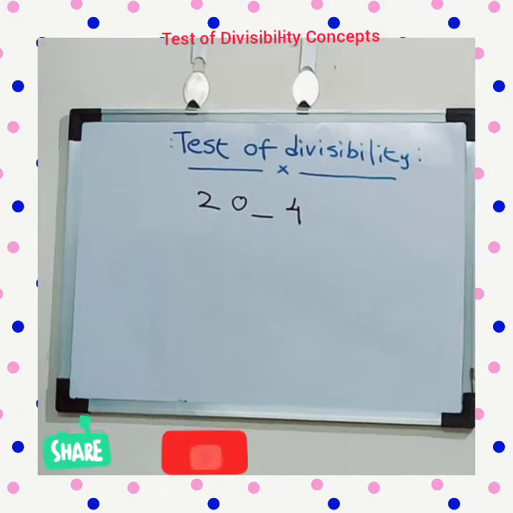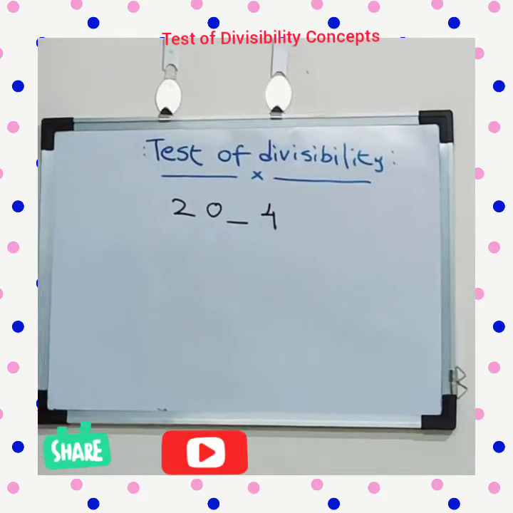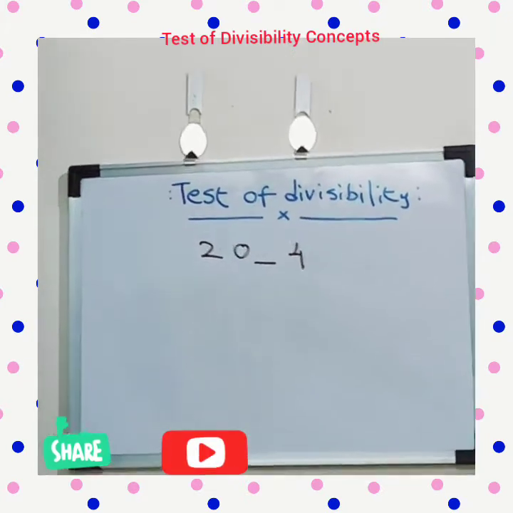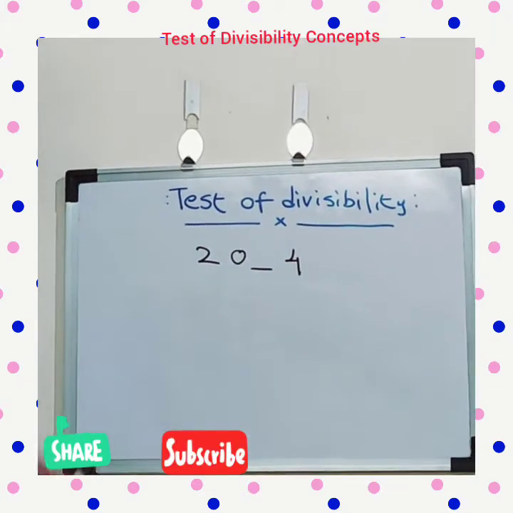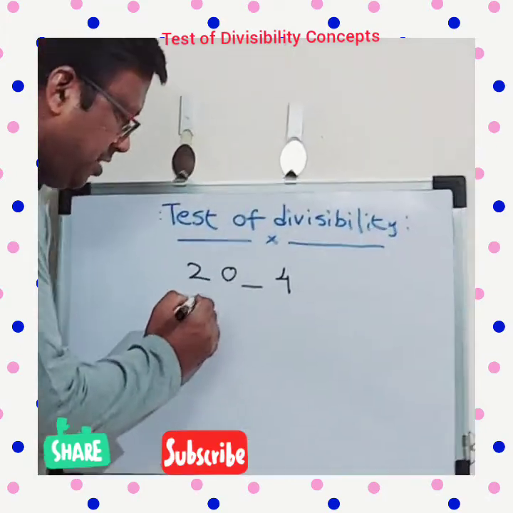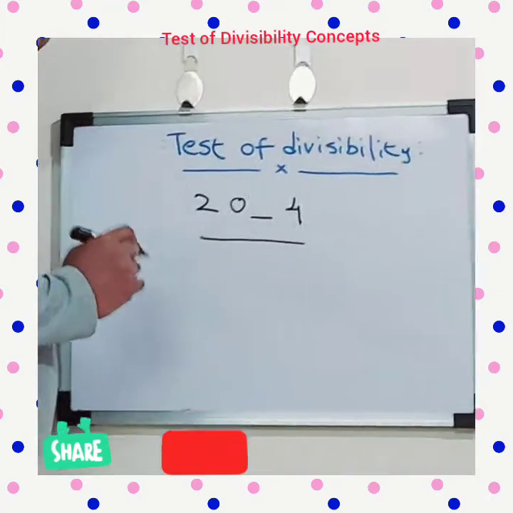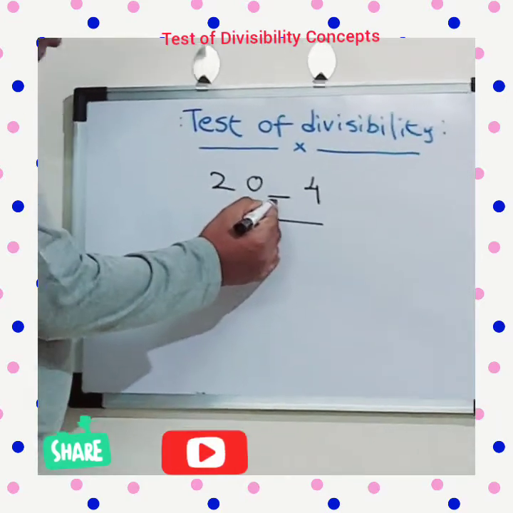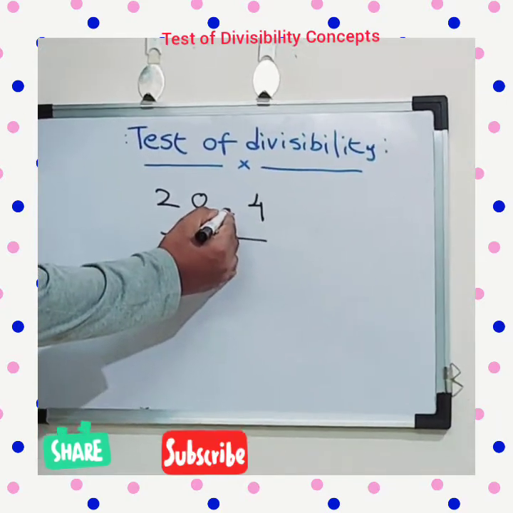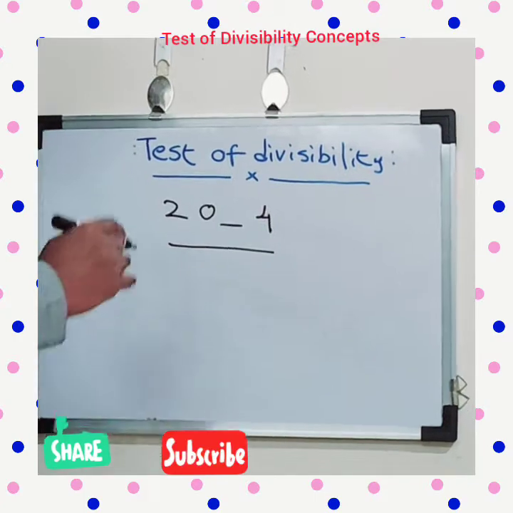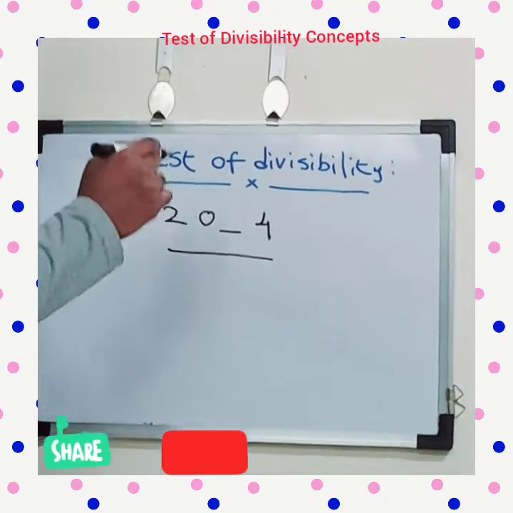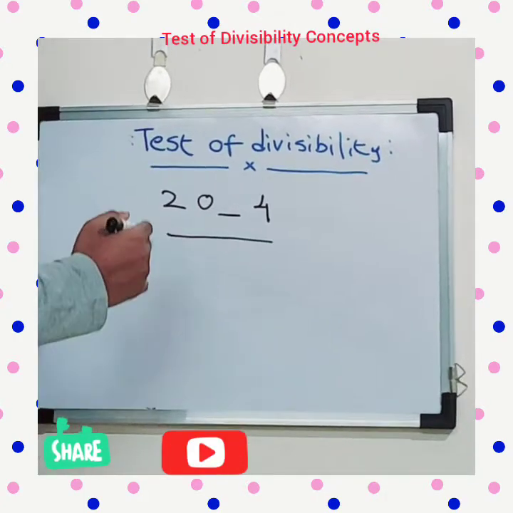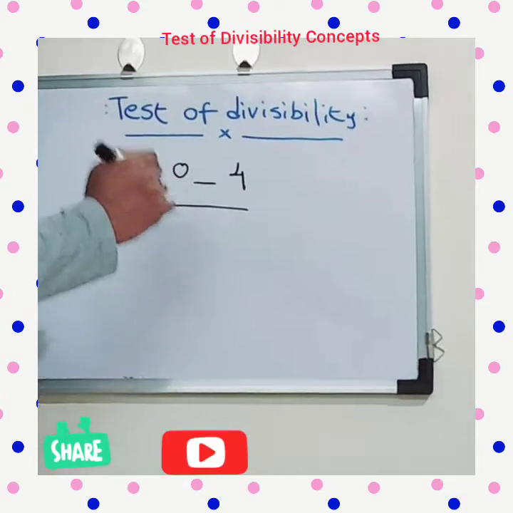Now we'll see one simple logical problem related to the test of divisibility of 3. A four-digit number is given, and the tens-position digit is missing. We want to fill in the smallest number that can fit there, and the number should be divisible by 3.